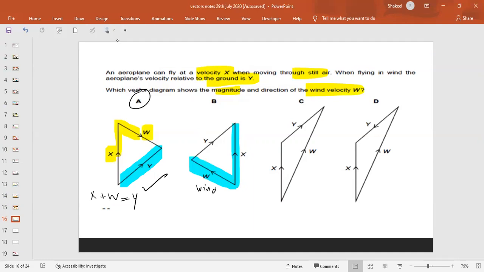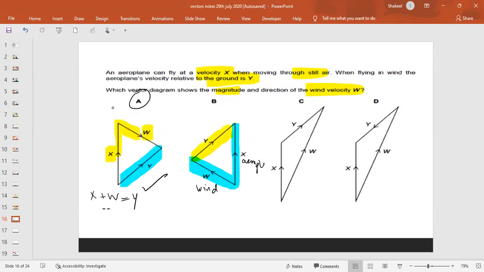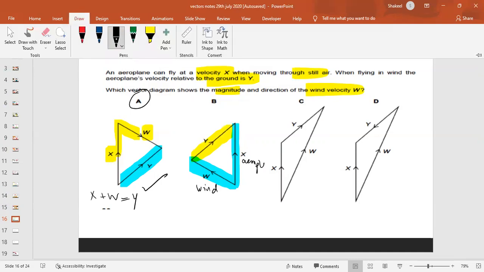Wind is going this way, the aeroplane is going this way. So how is it possible that the aeroplane starts flying this way? This is not correct because wind W and aeroplane X are the vectors which you have to arrange in head to tail rule.